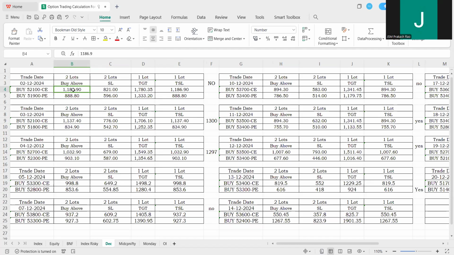So on 2nd December, there was no entry. But almost all other days there was entry. 7th December also there was no entry. Okay. So I have shared this on the WhatsApp.